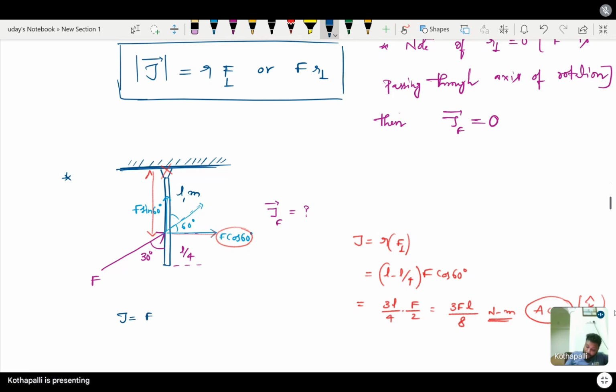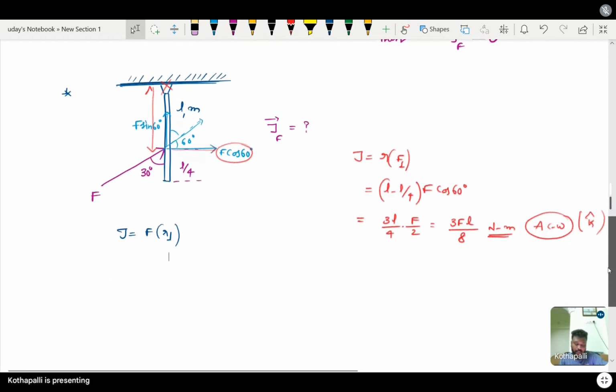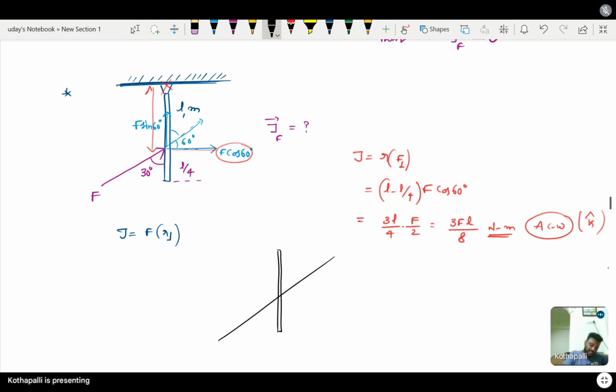Or what if I use F into r perpendicular? How to do it? If I use the other formula, look at the situation very clearly. This is the rod, and the force is acting like this, at a distance L by 4. This is the axis of rotation, and this is the line of action of force. From the axis of rotation, the perpendicular distance to the line of action of force.